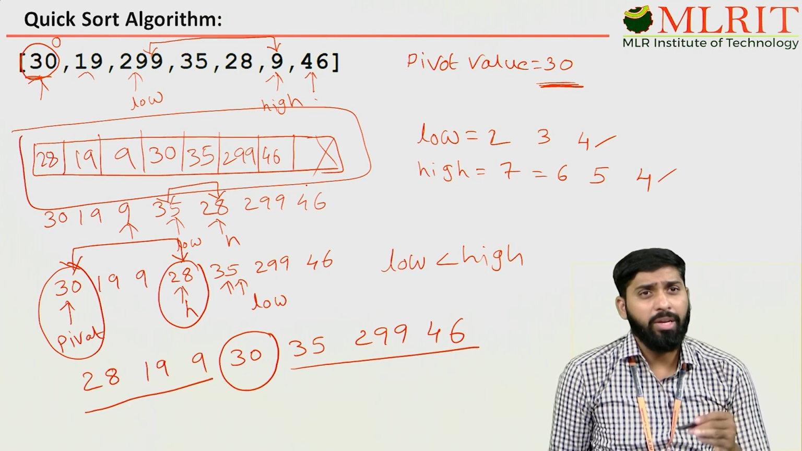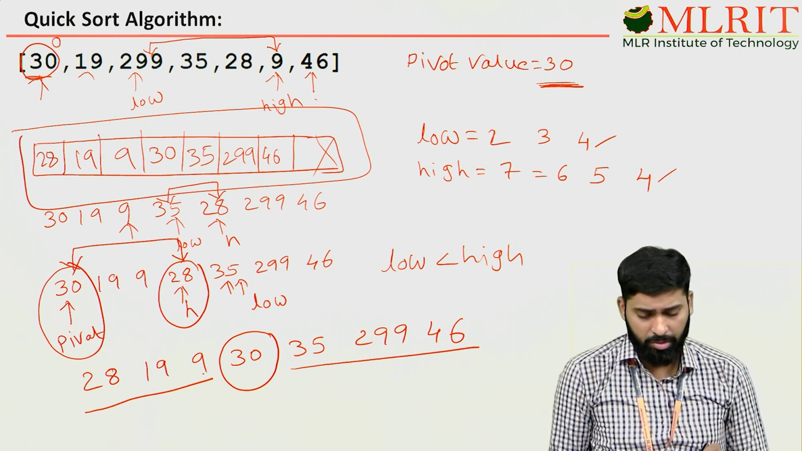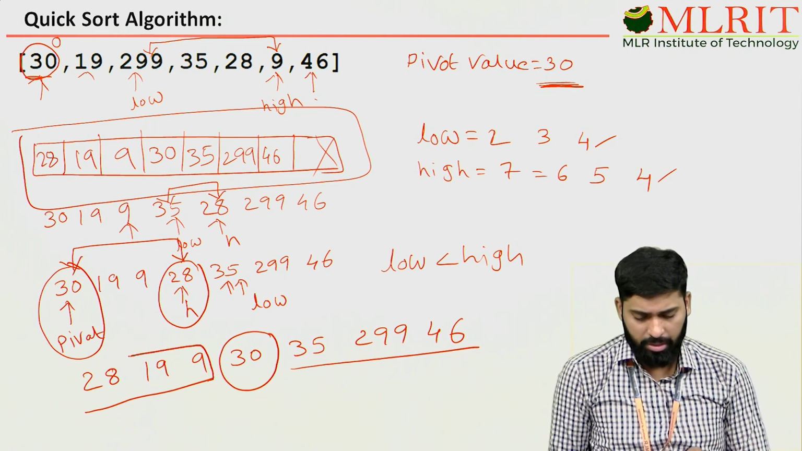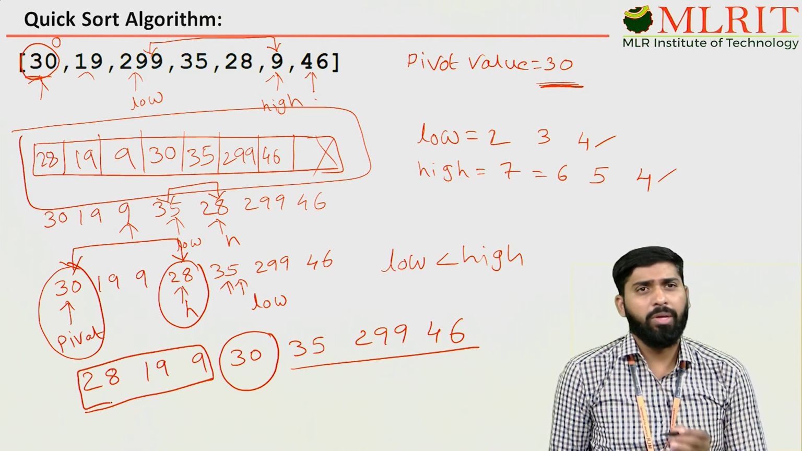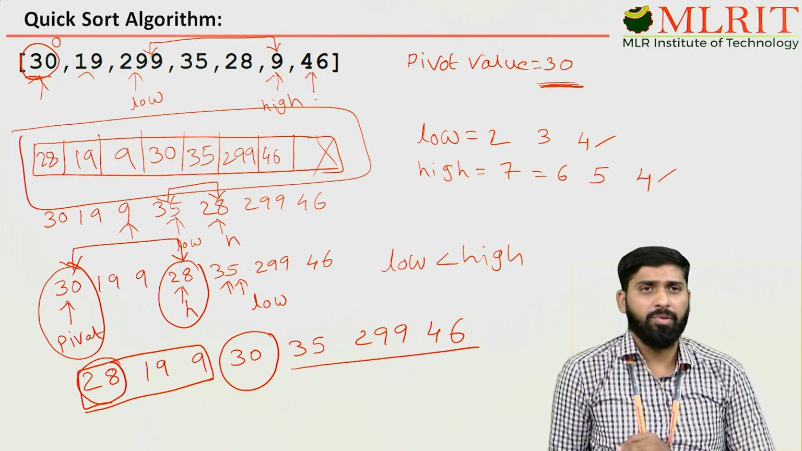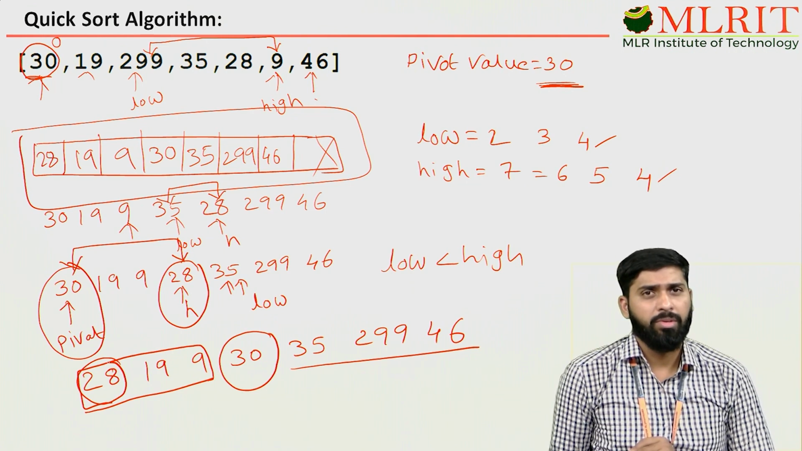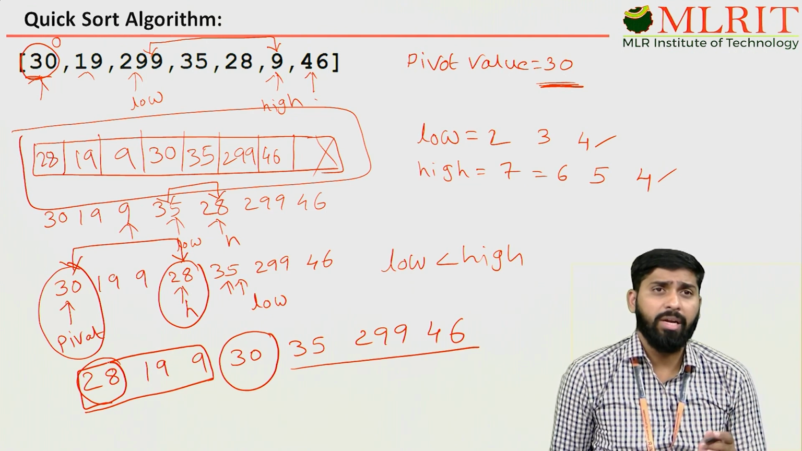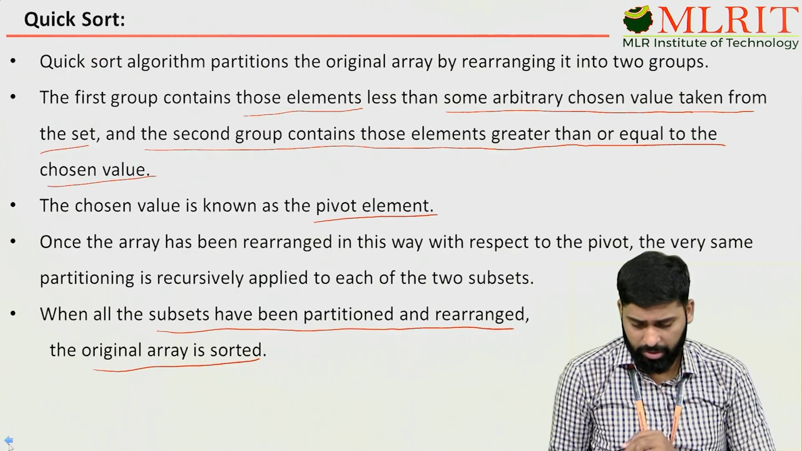Now again you apply recursively the same algorithm on the left side and right side. Now you consider this part, 28, 19, 9. You apply the algorithm, select the 28 as a pivot and perform the operations. So finally we get the sorted array. So that is what we discussed in the first slide.